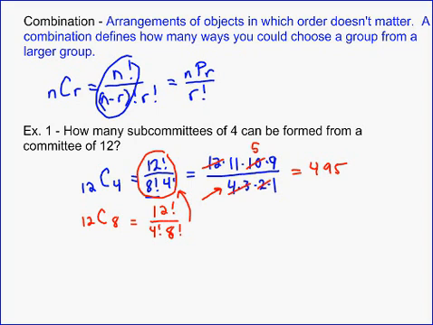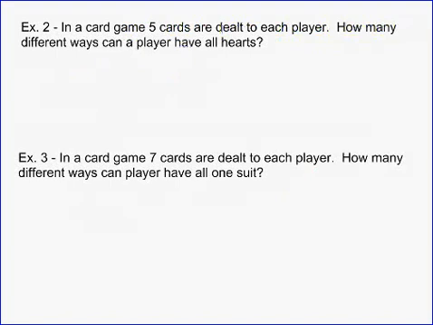The reason why is if I take a group of 4 away from my committee of 12, there are 8 left over. So by taking out 4, I've also chosen a group of 8. And so that's why those always turn out to be the exact same. That's something that will be more important later on. We'll talk about how this helps us out, and some stuff with Pascal's triangle.